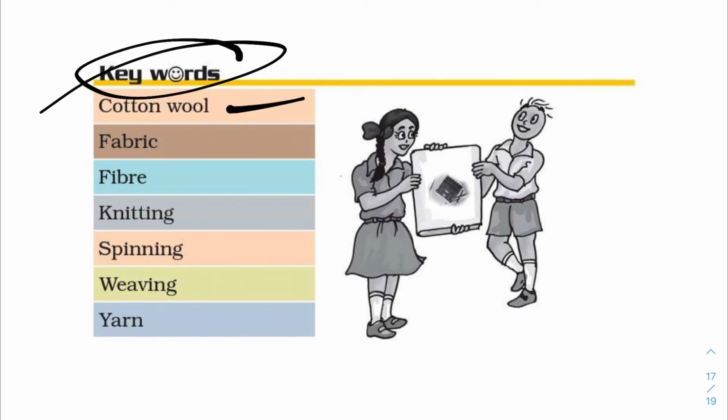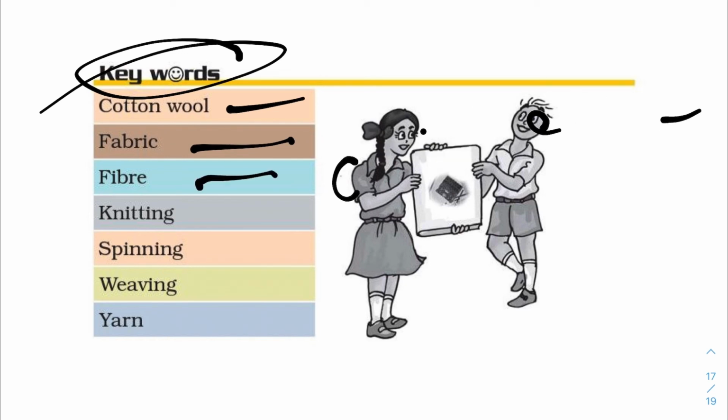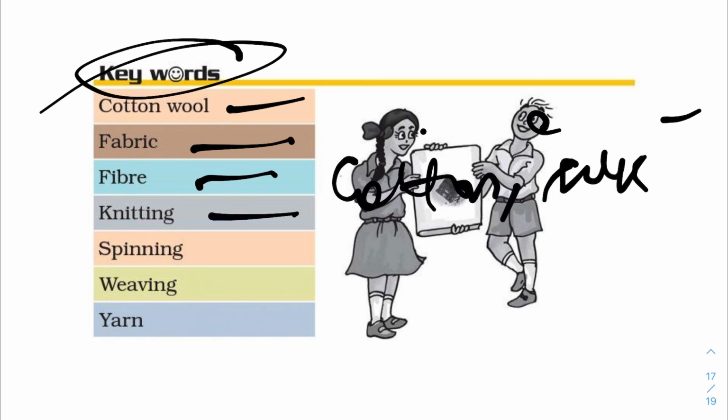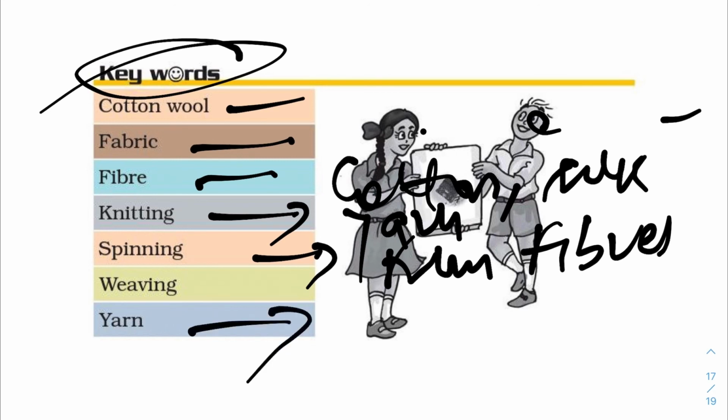When you look at the word fabric, what comes to your mind before becoming a final product, such as a shirt, bed sheet, or any cloth? They are all just fabrics. Fiber: cotton, wool, silk, nylon, polyester, these are all fibers. Knitting: yarns are converted into fabrics by knitting. Spinning: process of making yarn from fibers. Weaving: yarn to fabrics. And what is yarn then?